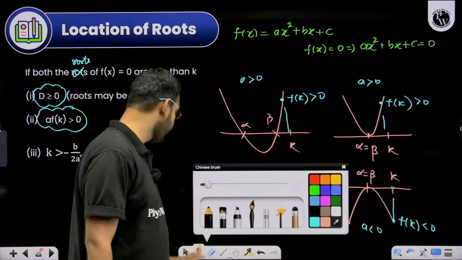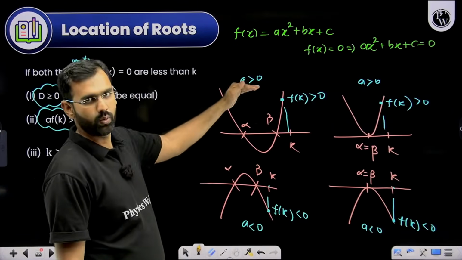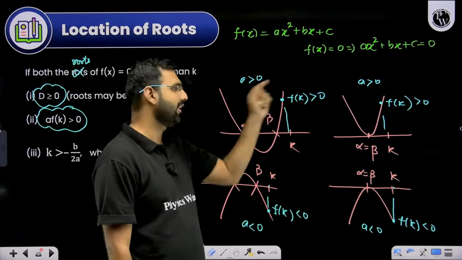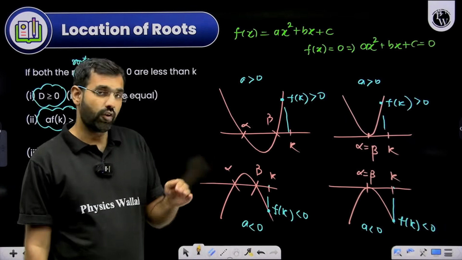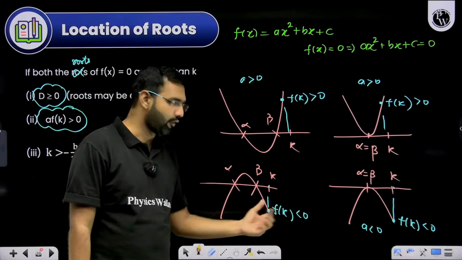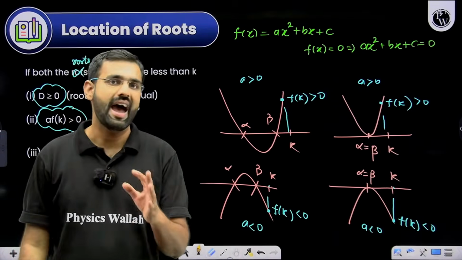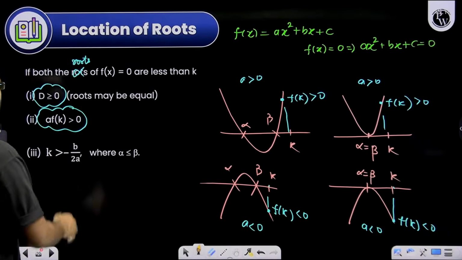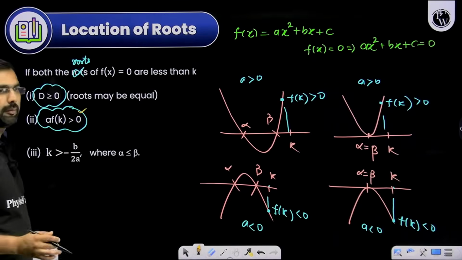It simply means that if it is an upward facing parabola, which means if a is positive, f of k is also positive, which means a and f of k will have the same sign. If it is a downward facing parabola, which means if a is negative, f of k is also negative, which means a and f of k have the same sign. If a and f of k have the same sign, their product will be positive.